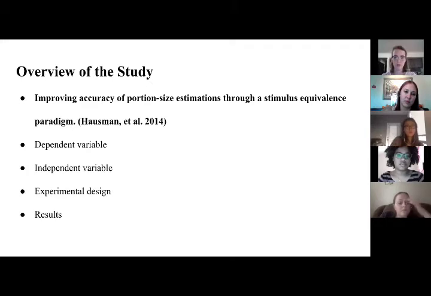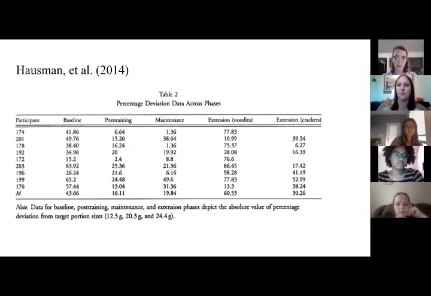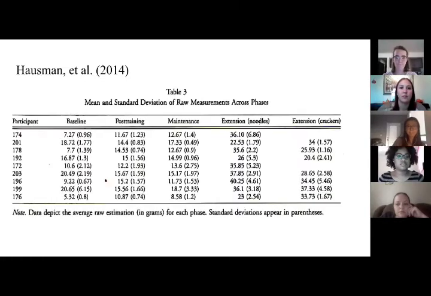A non-concurrent multiple baseline design across participants was used in this study to demonstrate experimental control. Here is Table 2, which shows an overall summary of percentage deviation data across the phases. And here's Table 3, which shows the mean and standard deviation across phases.